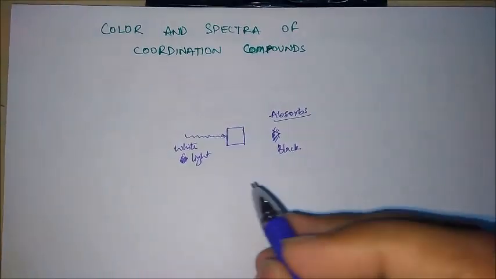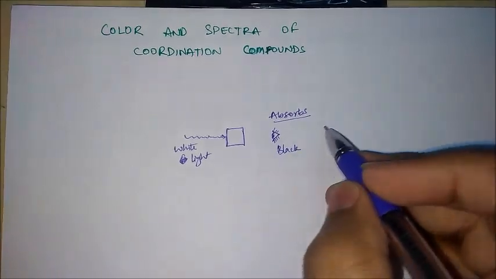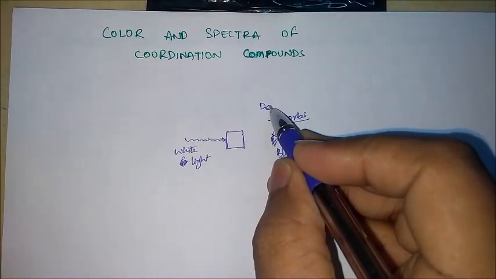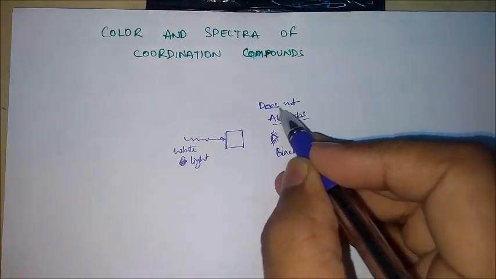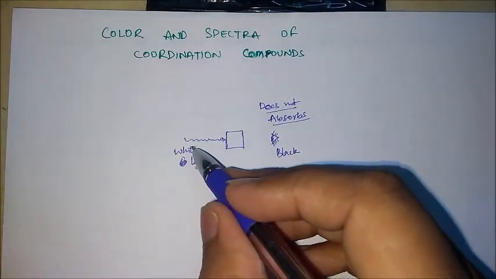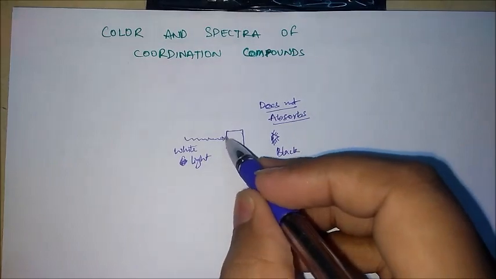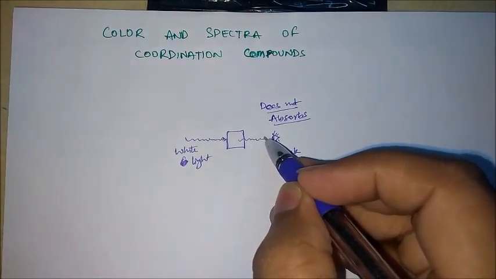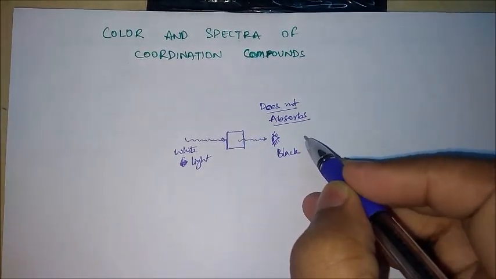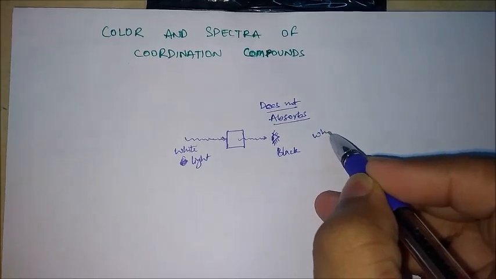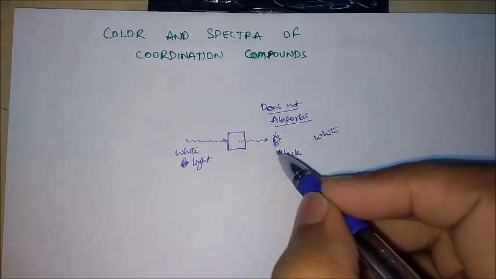Now if we talk about the reverse of it, if it does not absorb any part of white light, then all of the light will be reflected back and we will see all of the white light. That means it will appear as white. So this is how something looks black or white.